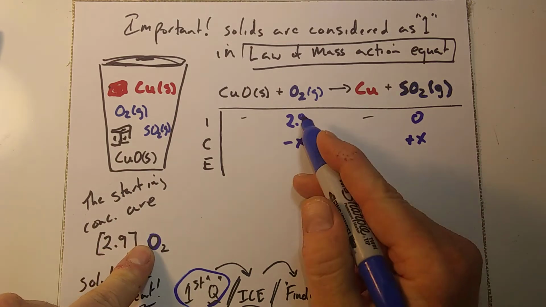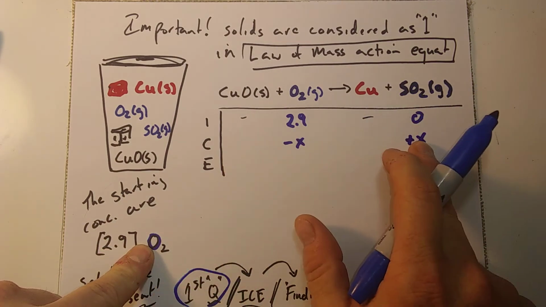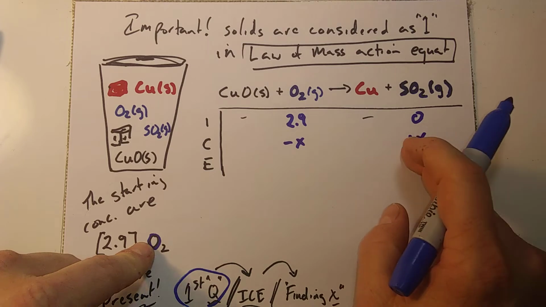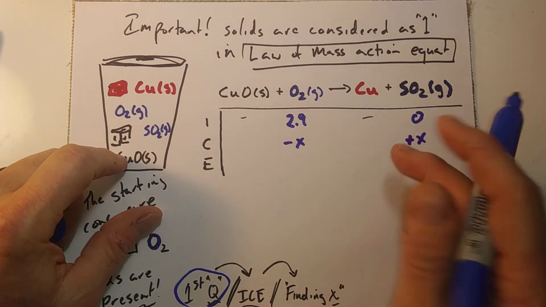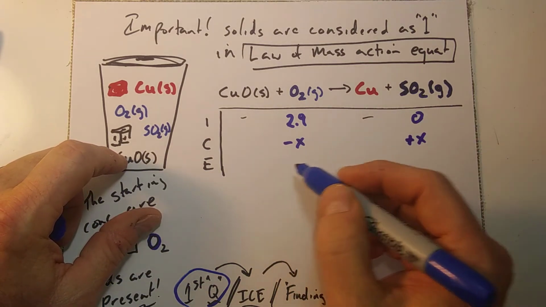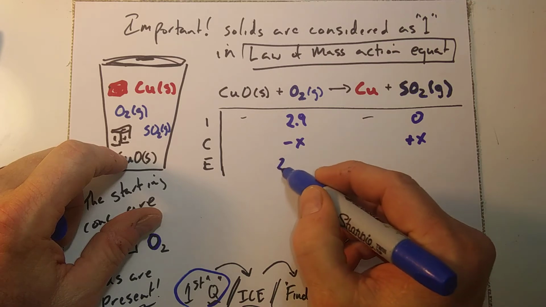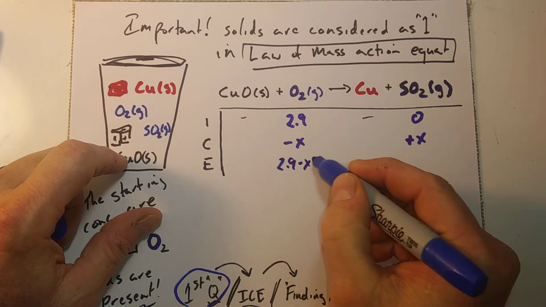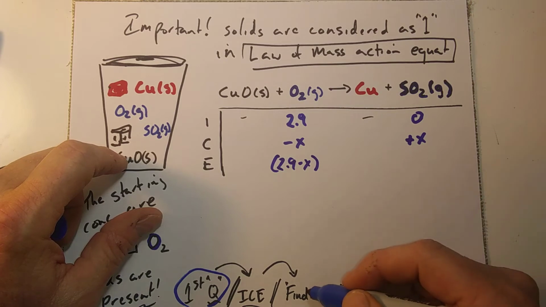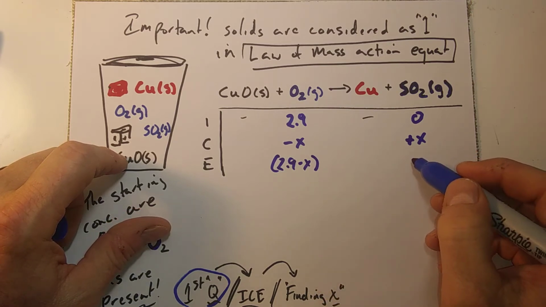This having just oxygen and no SO2, I'm going to have a minus from the left side and a plus to the product side. All right, once we've done that, this gets pretty straightforward. We can just say 2.9 minus x is going to be one term in the law of mass action equation, and this one's just going to be x.